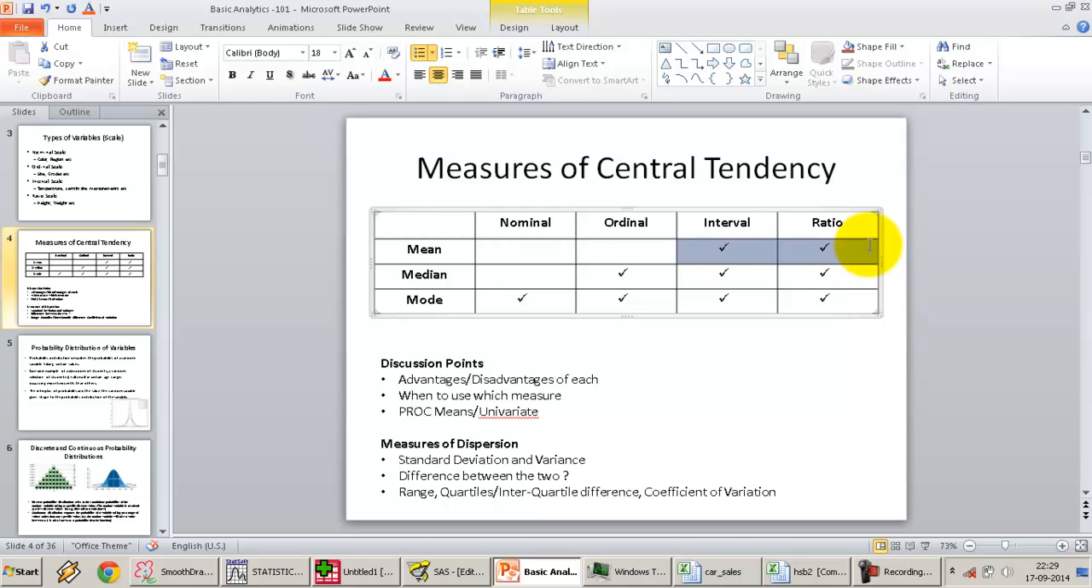But how do I talk about the variables on which we cannot calculate mean? Is there some other measure of central tendency that we can use? And there are obviously other measures of central tendency. So we've got median and mode.